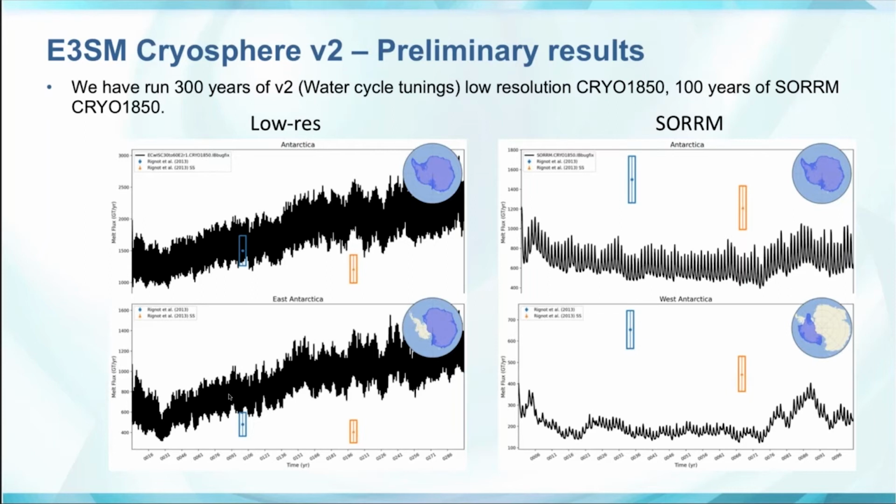The results from the SORM configuration, on the other hand, are showing too little melting, but there does not appear to be any sort of strong linear trend, so it's at least reaching equilibrium a bit quicker.